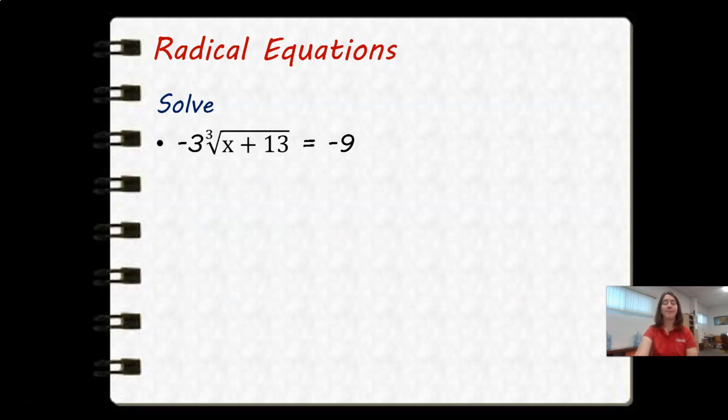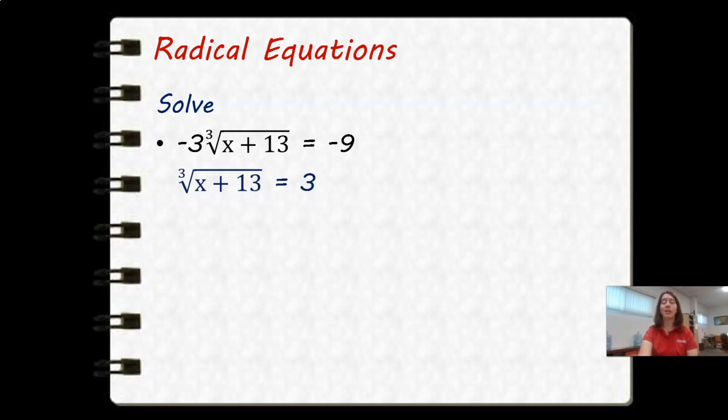Last example for today. Negative 3 times the cube root of x plus 13 is equal to negative 9. So number 1, isolate the radical symbol. I can't have that negative 3 in front of the radical, so what do I need to do to remove it? Well, a number right in front of something we know means multiplication. So how do I get rid of multiplication? I'm going to divide, so I'll divide both sides by negative 3.